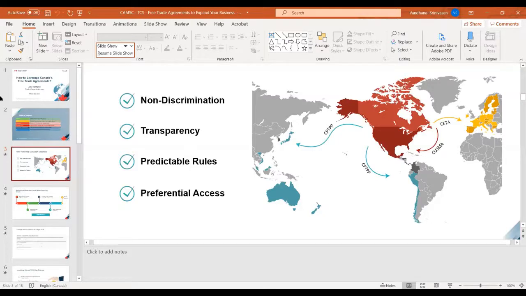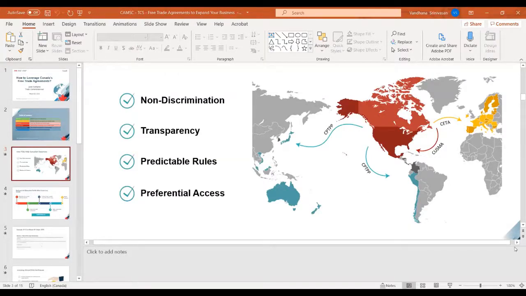And you may ask, what is a free trade agreement? A free trade agreement is a treaty between two or more countries to facilitate trade and eliminate trade barriers. It aims at eliminating tariffs completely from day one or over a certain number of years.